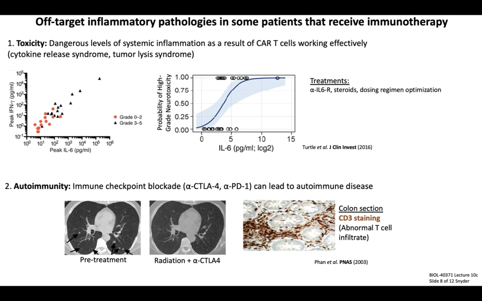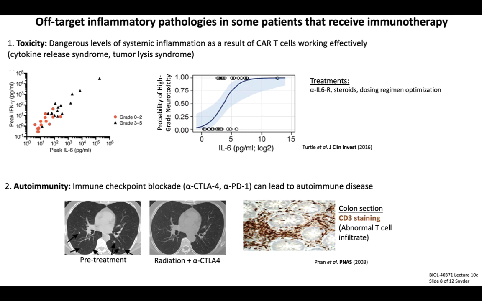Another major effect of immunotherapies is that some of these can break peripheral tolerance and lead to forms of autoimmunity. This has been observed with immune checkpoint blockades such as anti-CTLA-4 or anti-PD-1. These scans are from a patient with stage 4 metastatic melanoma who had several lung metastases, as shown by the black arrows in the left figure, and these were eliminated following co-administration of radiation along with anti-CTLA-4.